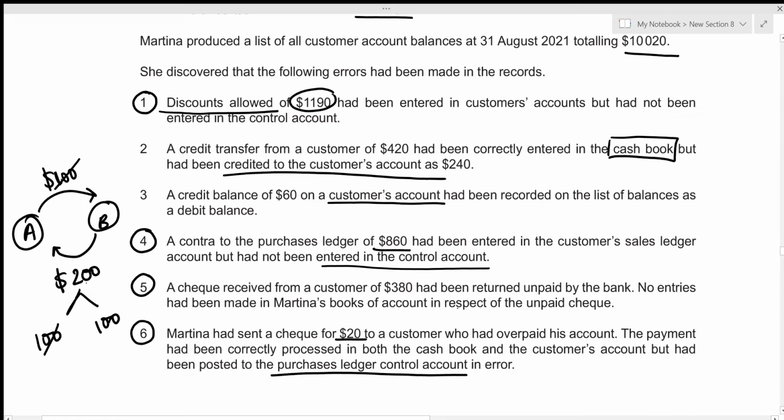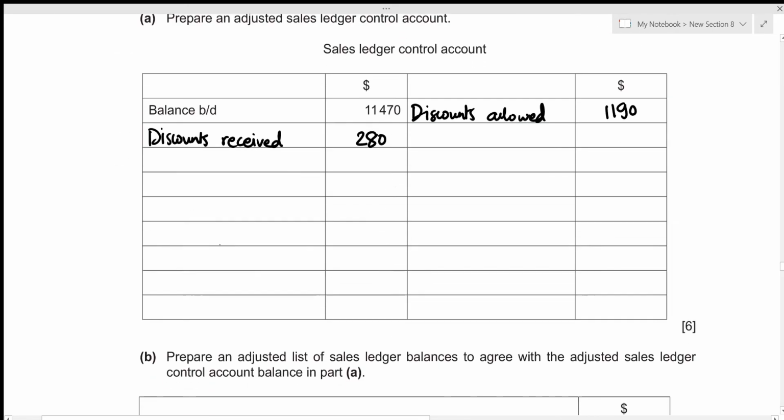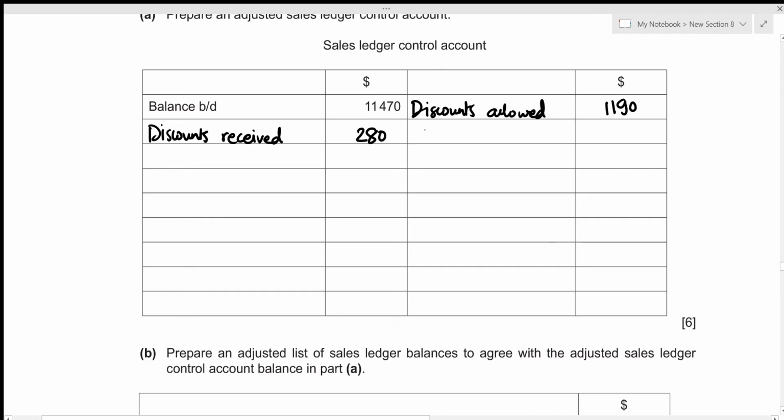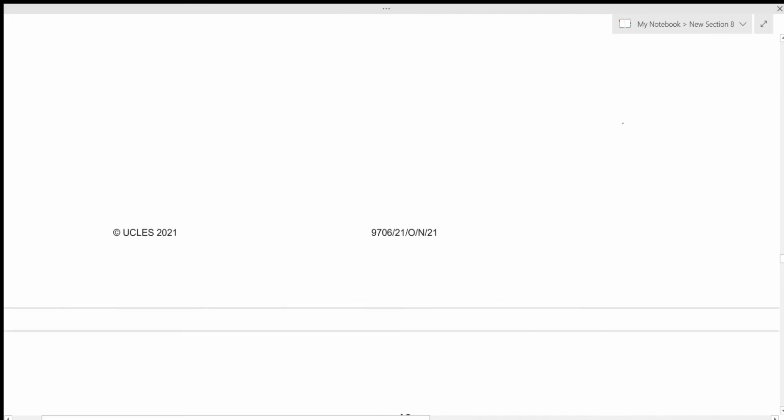So obviously it reduces the balance of the trade receivables, and again the reduction in the balance of trade receivables are always recorded on the credit side. So this amount of 860 will be recorded on the credit side under the heading of the contra. Let's do that. So we have contra and it amounts to 860. Let's have a look at another error.